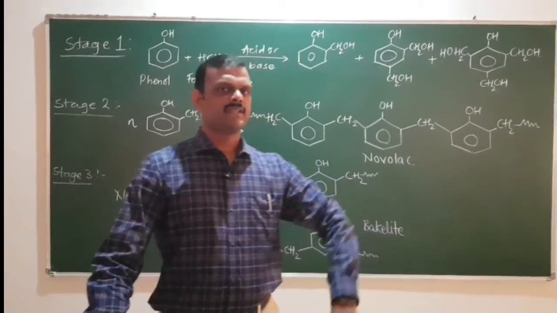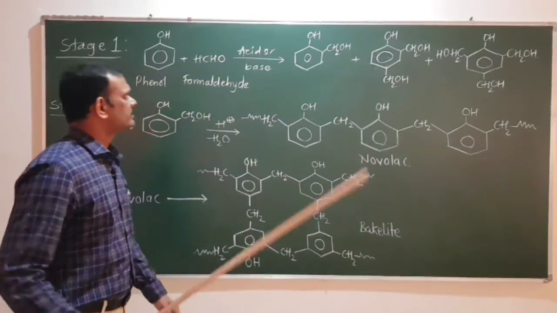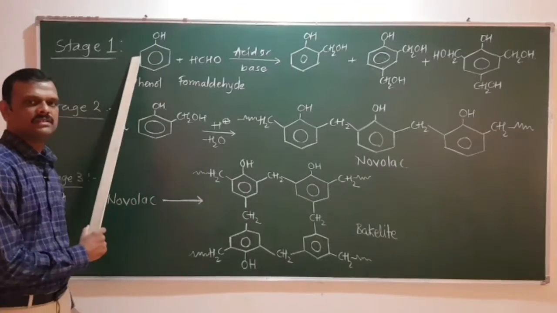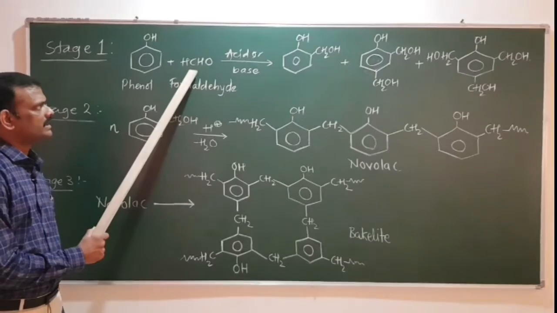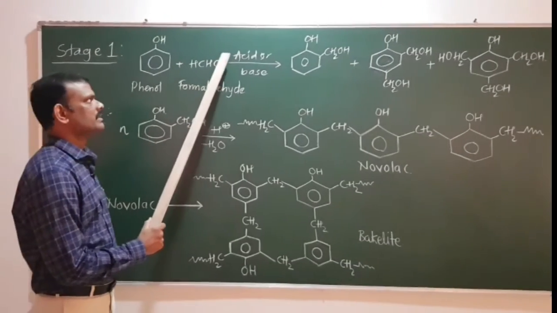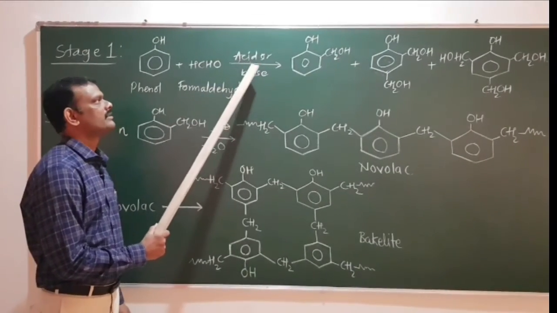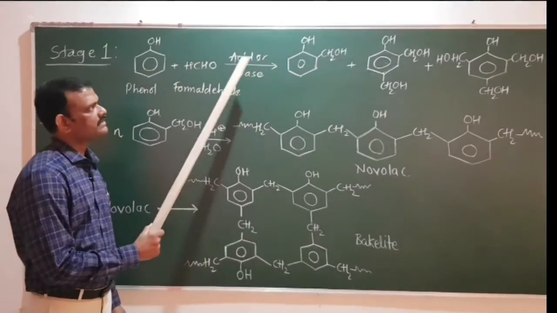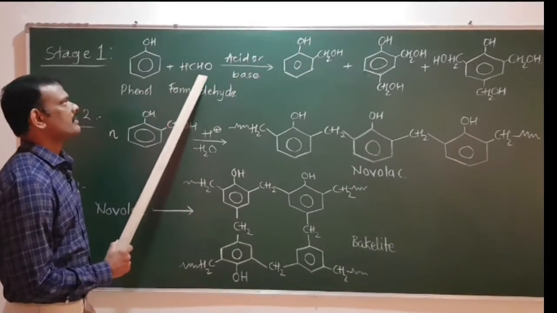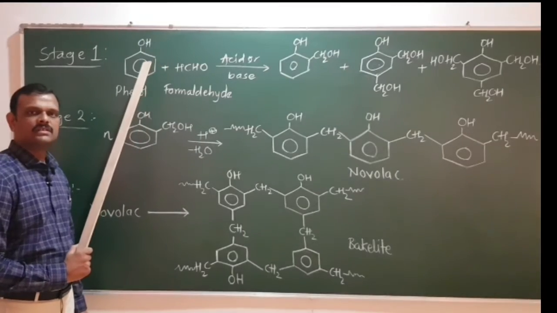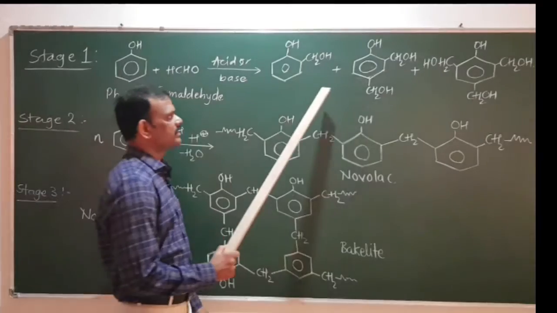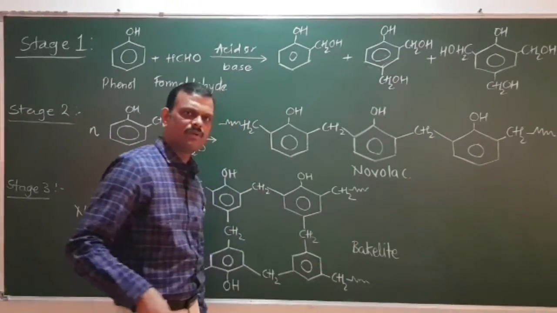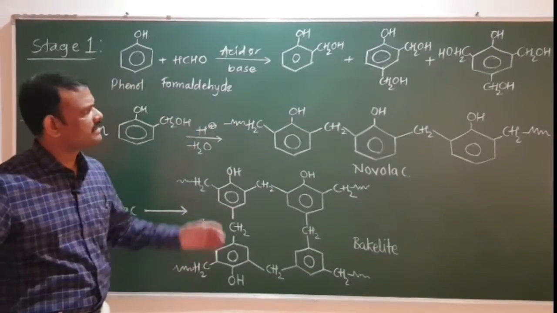The reaction takes place in these 3 stages. First stage: in this stage phenol reacts with formaldehyde in the presence of a suitable catalyst, an acidic or basic compound, acid or base. Now this formaldehyde reacts with this phenol and forms a mixture of 3 compounds. What happens in these 3 compounds?